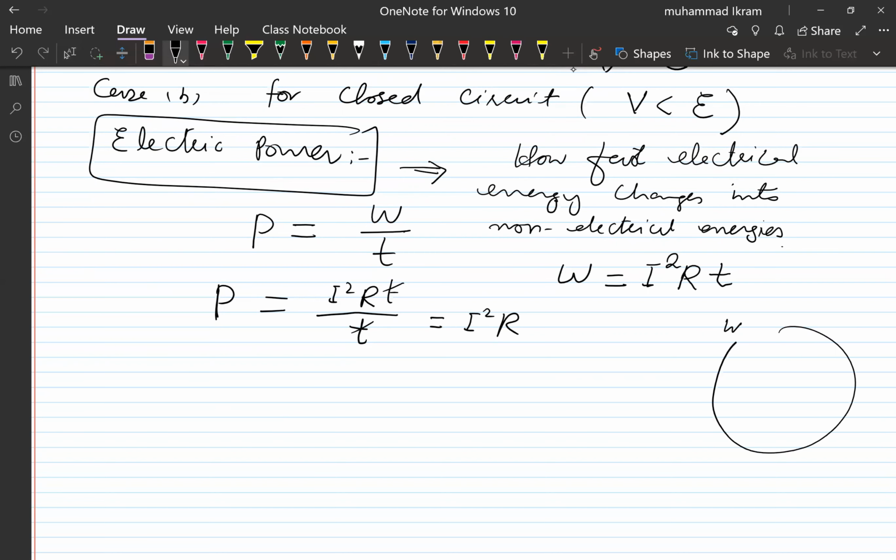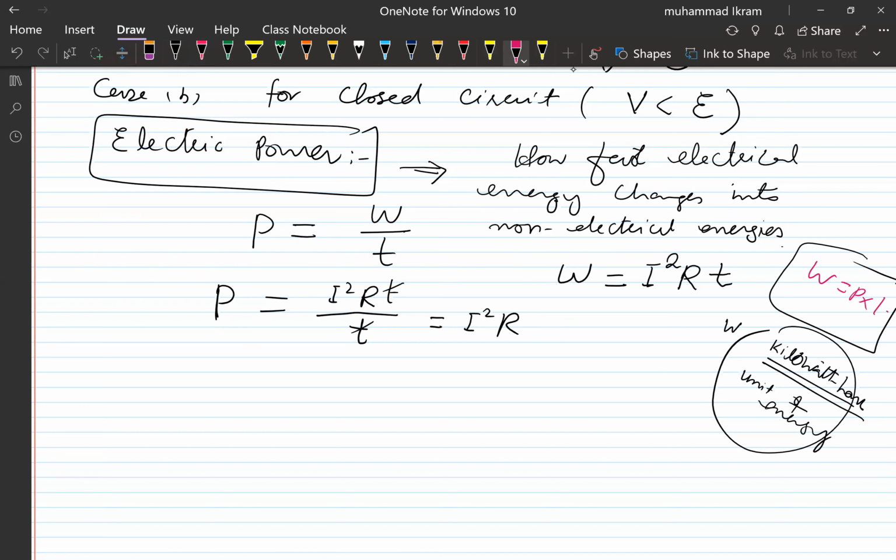Now about the kilowatt, you might have heard kilowatt hour. Remember, kilowatt hour is not the unit of power, it is the unit of energy. You must remember this. Why? Because kilowatt is power and hour is time. So if you remember the equation, W equals P into T. If you take the power in kilowatt and the time in hours, then kilowatt hour will be energy, not power, and it is the commercial or industrial unit of energy.